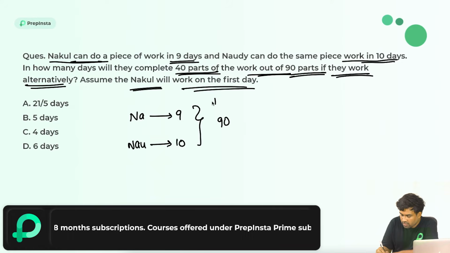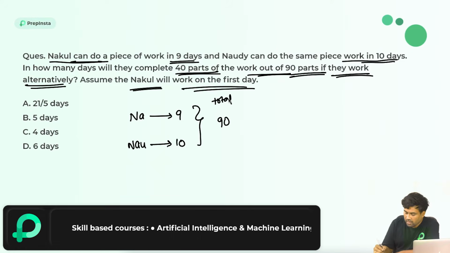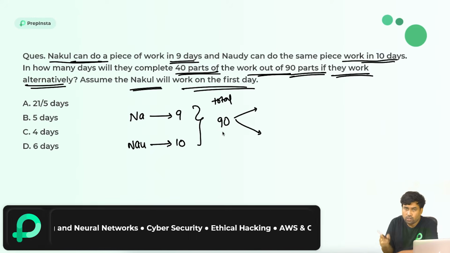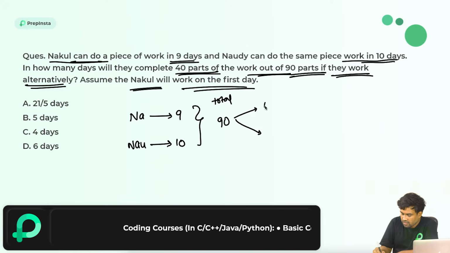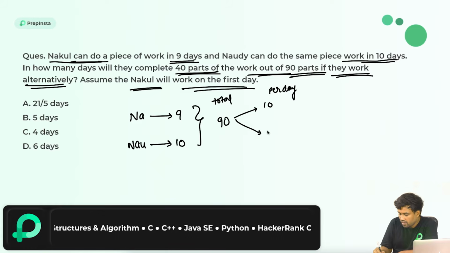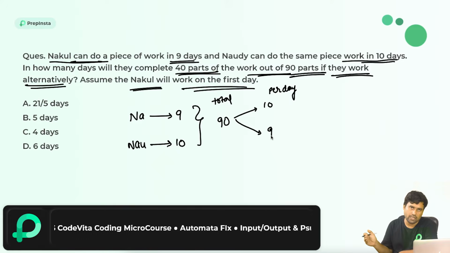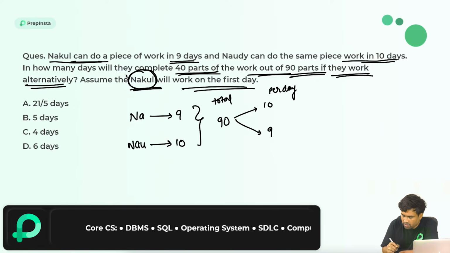So I am assuming that the total work is 90 units. And what is the per day work of the persons? Per day work is nothing but the total work divided by the total number of days. So 90 by 9 is 10 units per day by the first person Nakul, and the second person is doing 9 units per day. But they are not working together, right? They are working alternately on different days. So the first one started with Nakul.